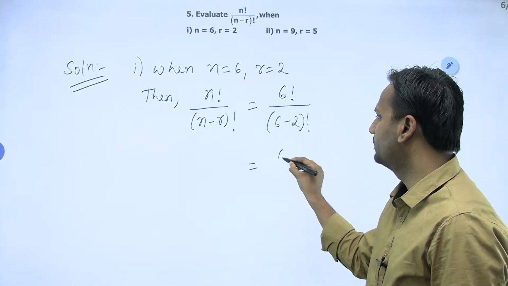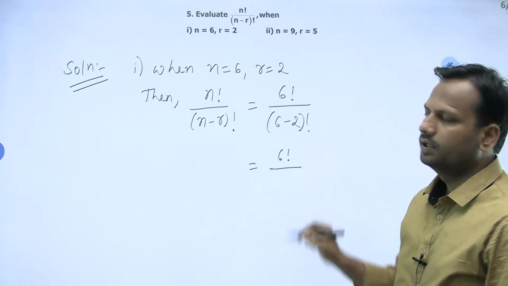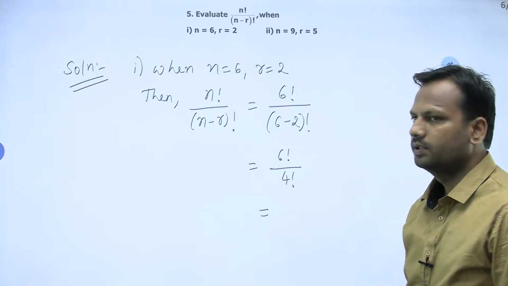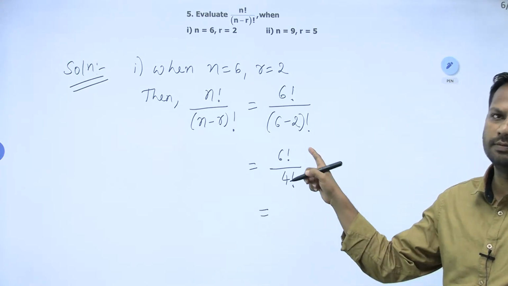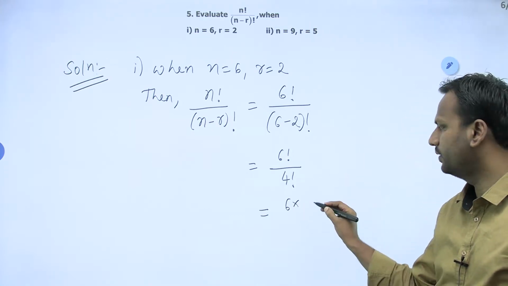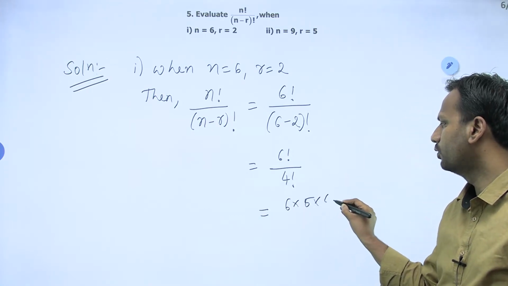So is equal to 6 factorial as it is. What is 6 minus 2? It is 4. 4 factorial. Looking to the denominator, students, I'll be splitting the numerator here. 6 factorial, I'll be expressing it as 6 into 5 into 4.